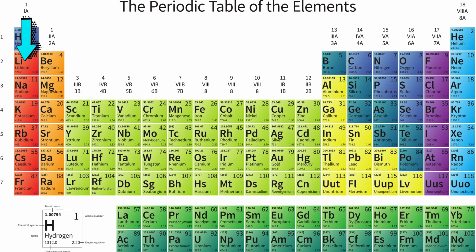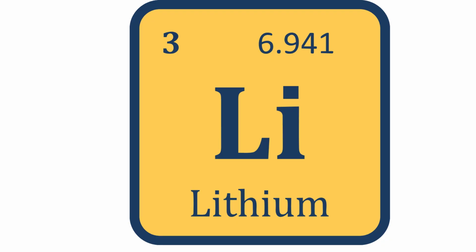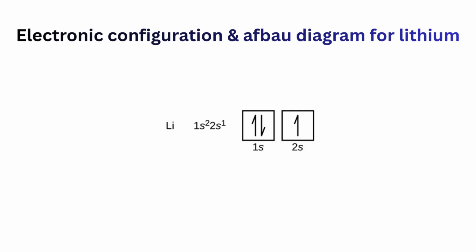For our third example, we will draw the Aufbau diagram for lithium. Lithium has a proton number of 3. To draw the Aufbau diagram, we assign 2 electrons to fill the 1s orbital and then the remaining one to half fill the 2s orbital.